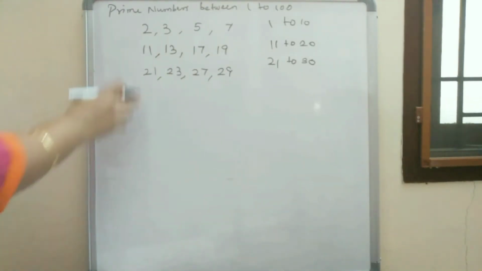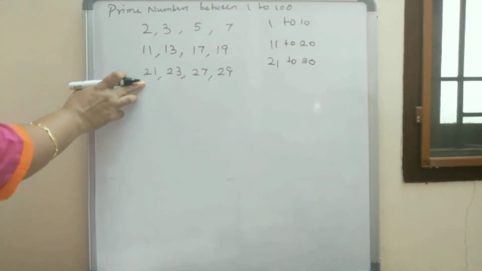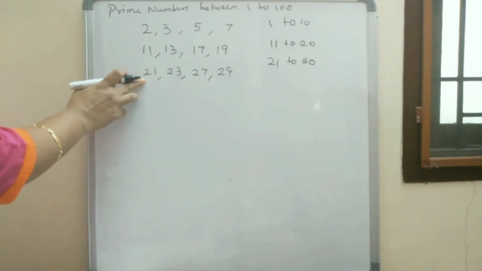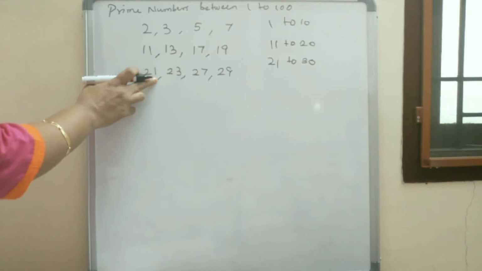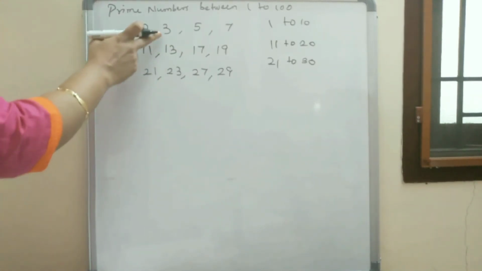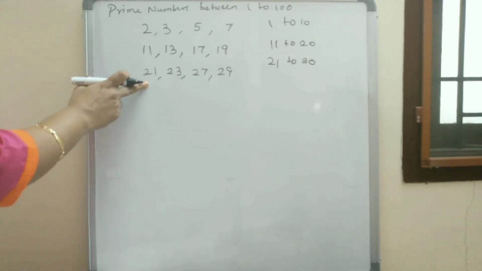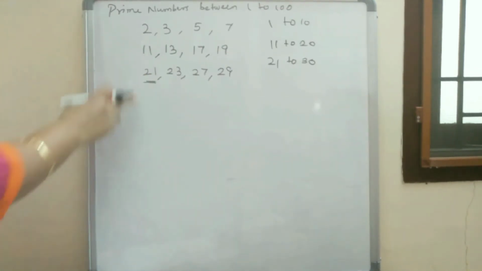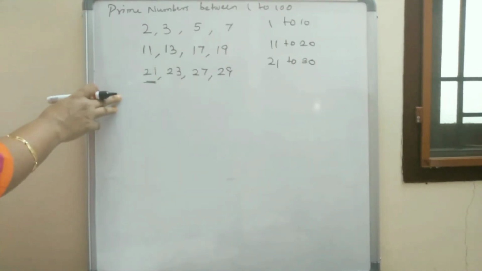Now I'll check here. 21 is a multiple of something. We have to check it. Will 21 come in the second table? No, it is not an even number, so we'll ignore it. It will come in the third table. How will we decide it? By the divisibility rule. We have to add 2 plus 1 is 3.